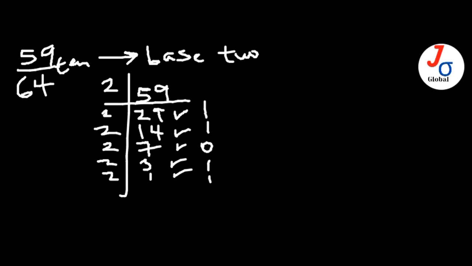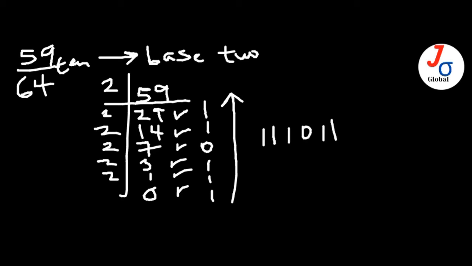And 1 divided by 2, that's impossible, so you have 0, then you have remainder 1. So I'm going to take that from the bottom to the top. So my final answer is going to give us 1, 1, 1, 0, 1, 1, base 2.